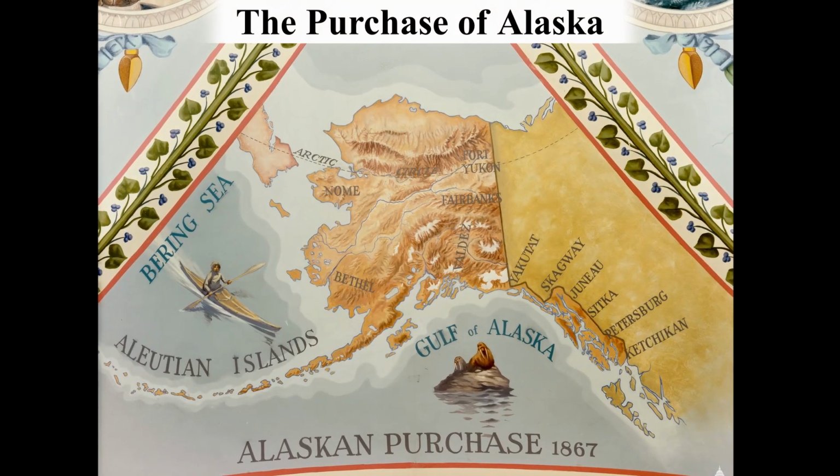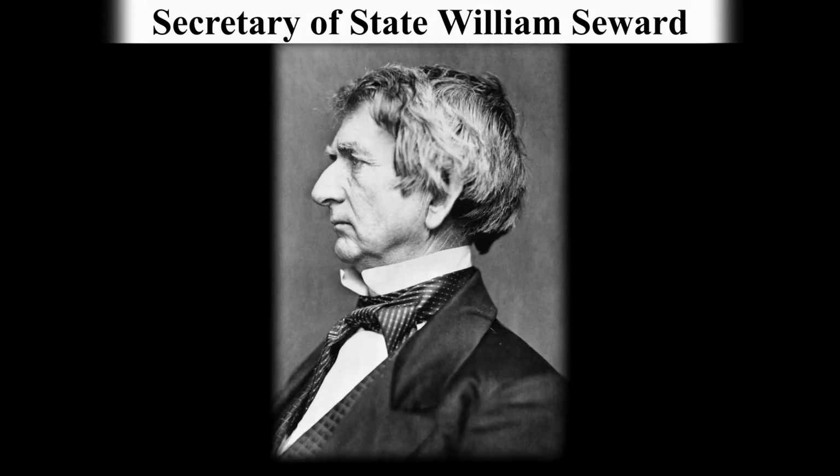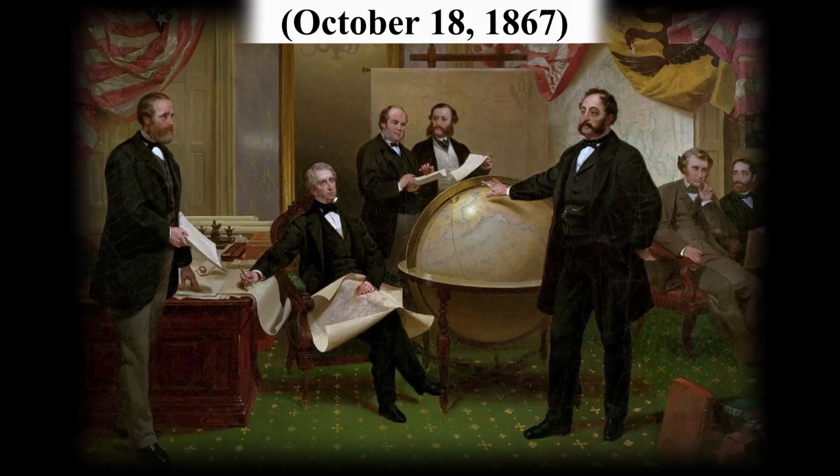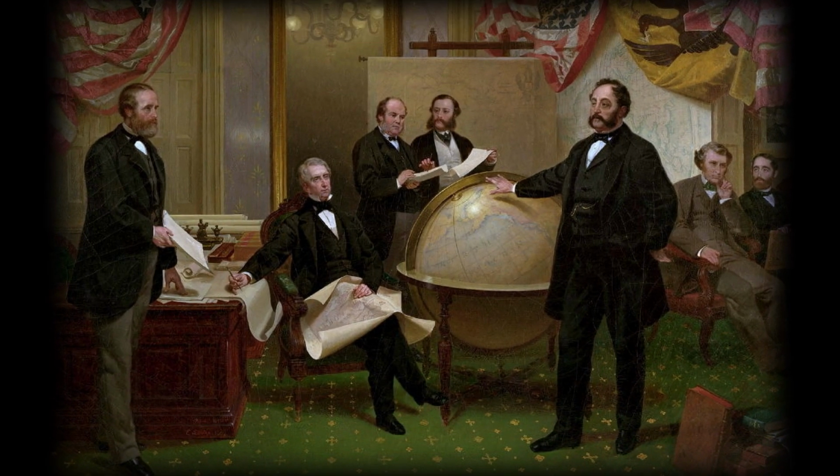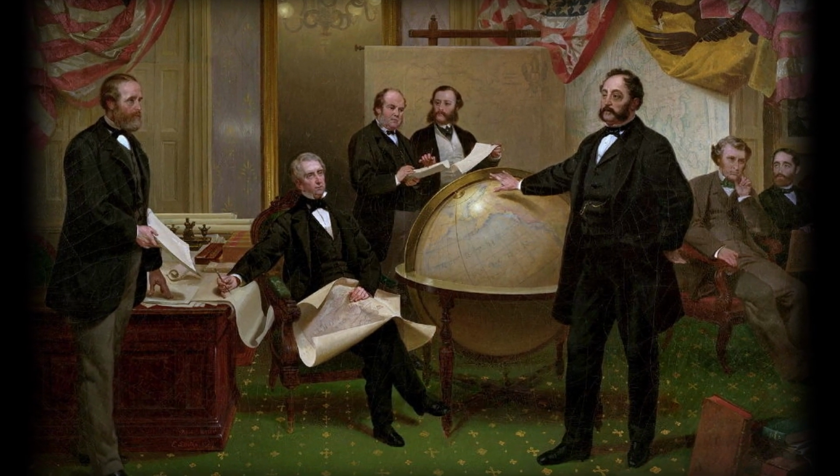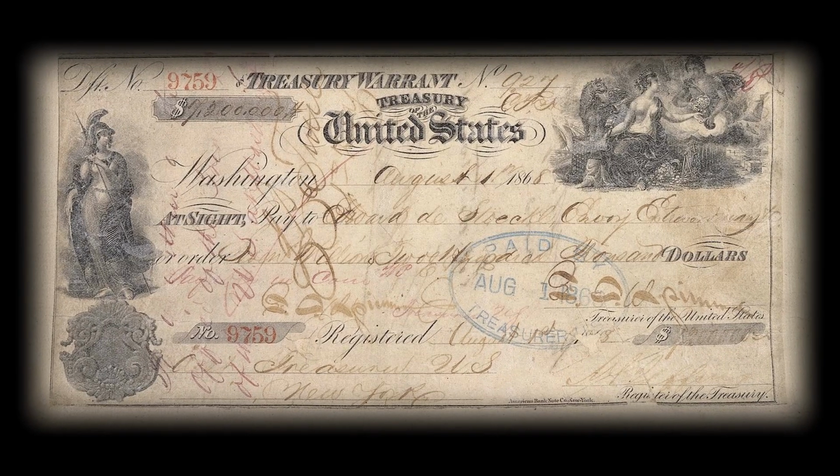Another major event was the purchase of Alaska by Secretary of State William Seward. This would be a major purchase, adding more than 500,000 square miles of new land for only $7.2 million.